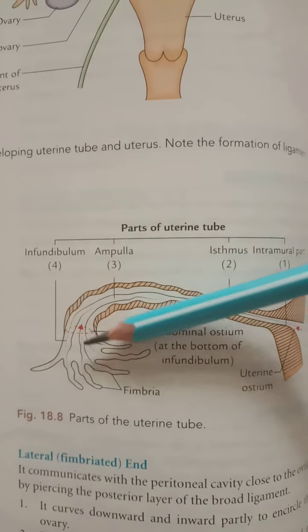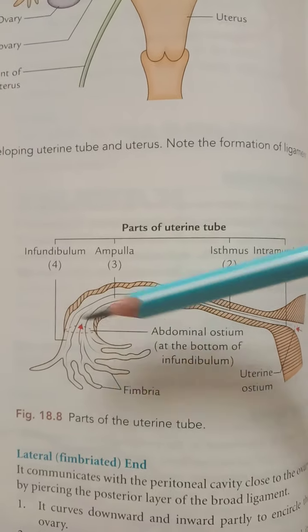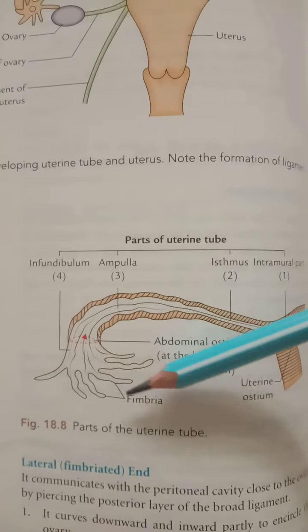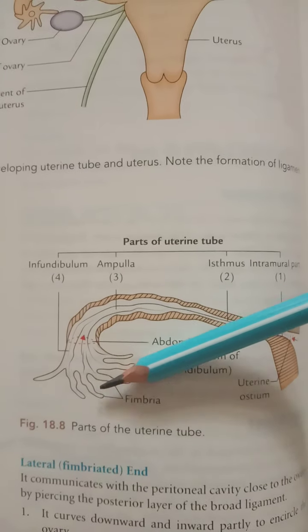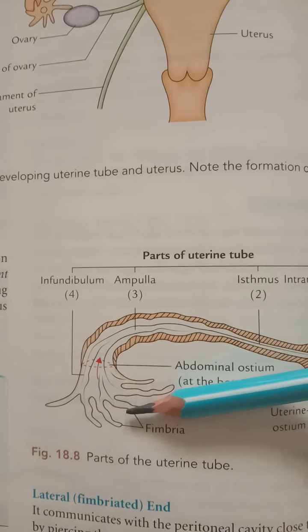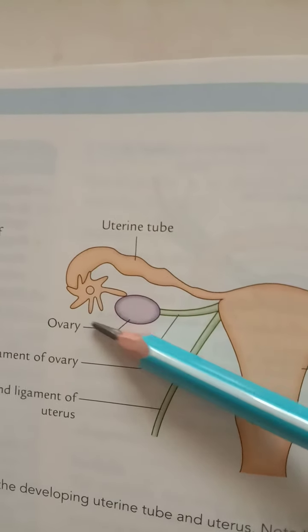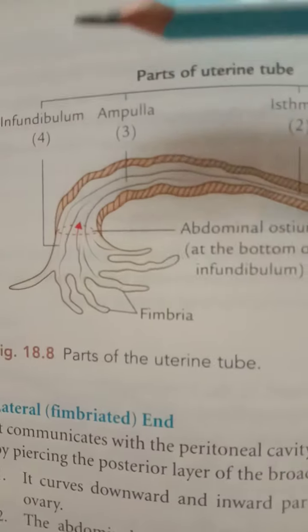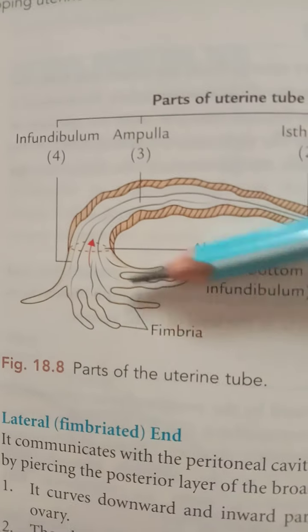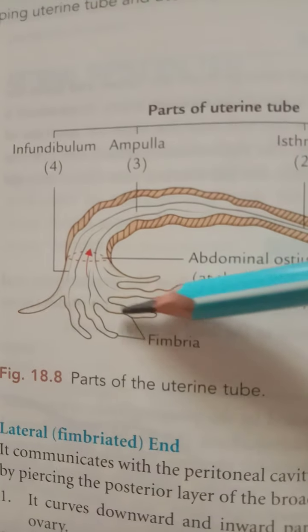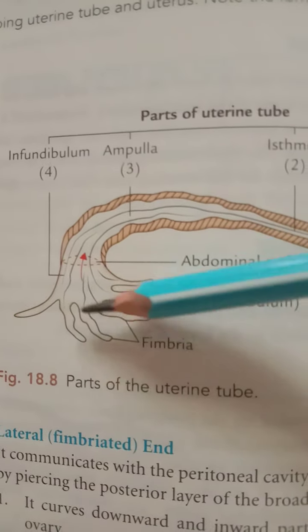The infundibulum is about 1 centimeter long and it is funnel shaped. Here you can see, it is the lateralmost part which projects beyond the broad ligament of the uterus. Then it overlies the ovary and presents an abdominal ostium. The circumference of the funnel is prolonged into a varying number of irregular processes called the fimbria. Here you can see the finger-like projections, called the fimbria.